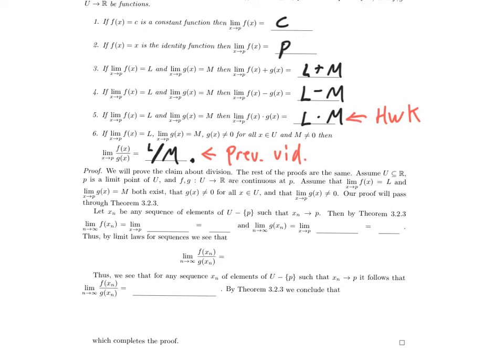All of the other proofs will be basically the same. Just replace division with multiplication, or whatever the operation is, and you'll get the proof of the claim you want.